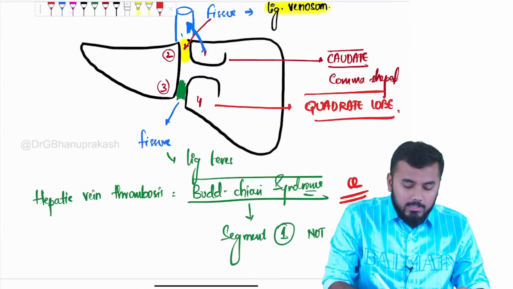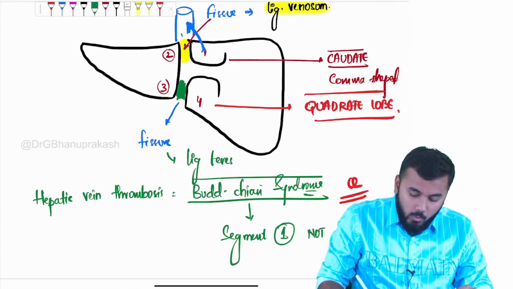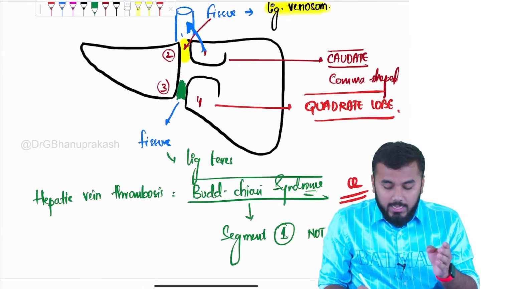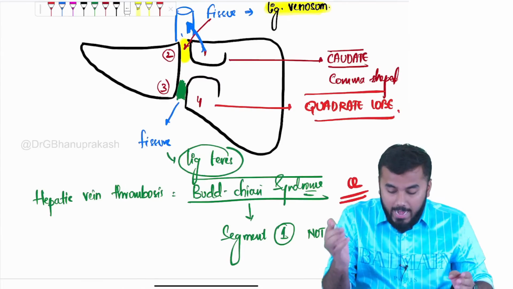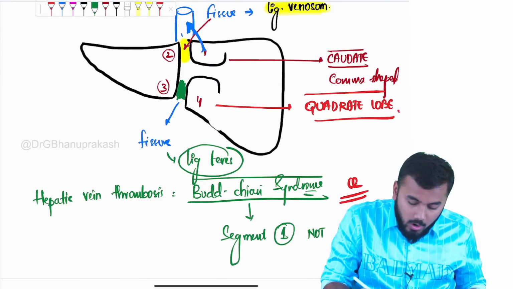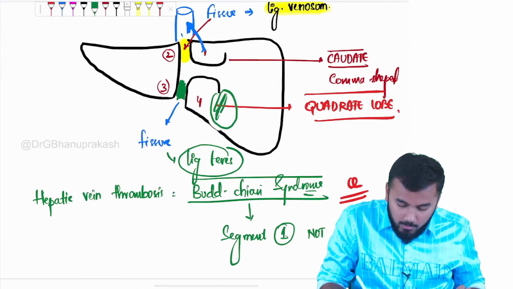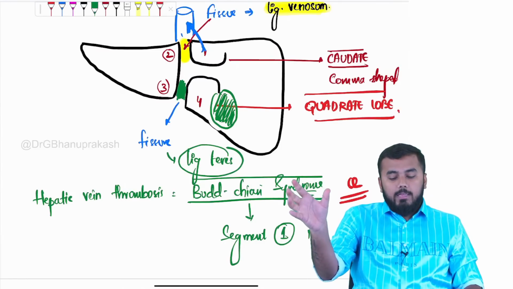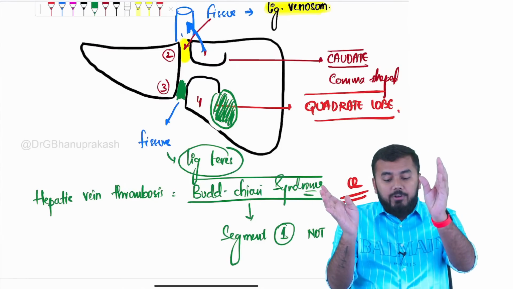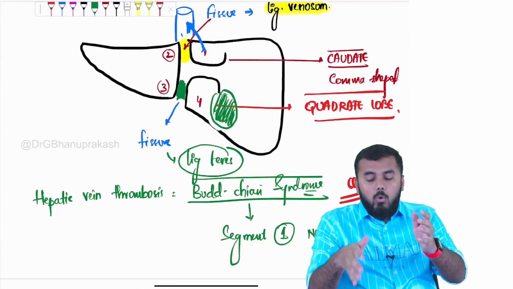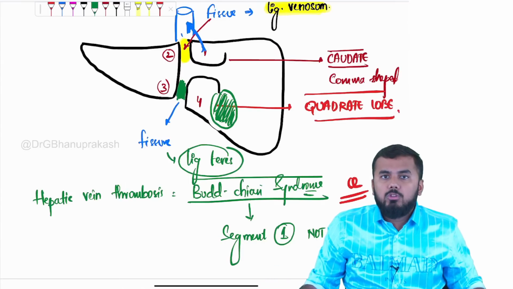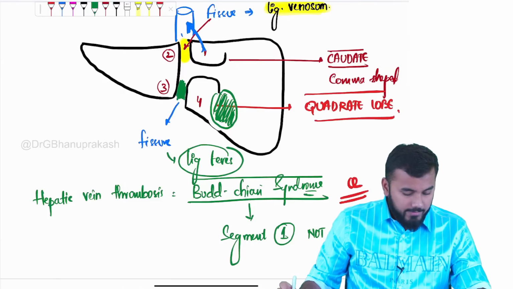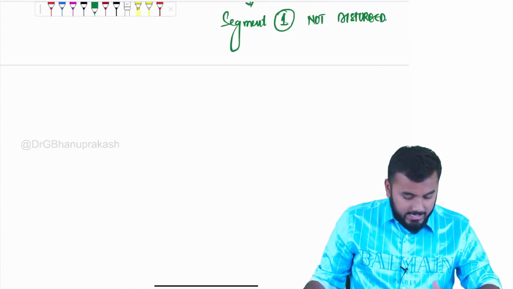You should tell that the quadrate lobe is sandwiched between the ligamentum teres on one side, and on the other side you have got your gallbladder. This is your gallbladder here. You have got the gallbladder here, you have got the ligamentum teres here. In between both of them, the fourth lobe or the quadrate lobe is sandwiched. This is your answer. So locations are very, very important. Okay, now let us continue, guys.